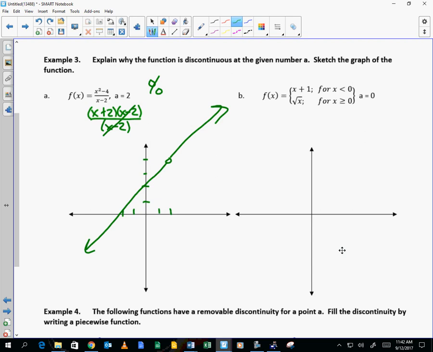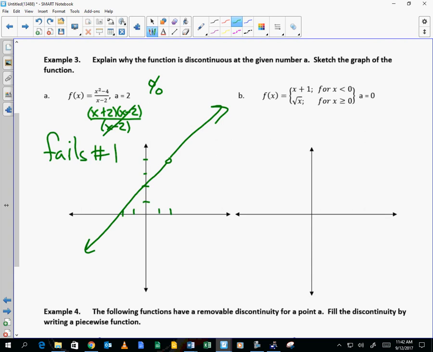All right. Now, the question is, which of the 3 requirements does it fail? The first requirement is, does f of a exist? So if I plug in 2, do I get an output? No. So it fails number 1. Because when you plug in 2, you get 0 over 0, and there's no value. This is not part of its domain.